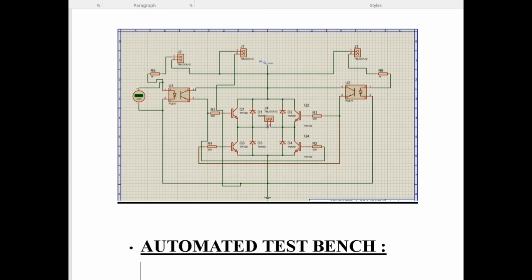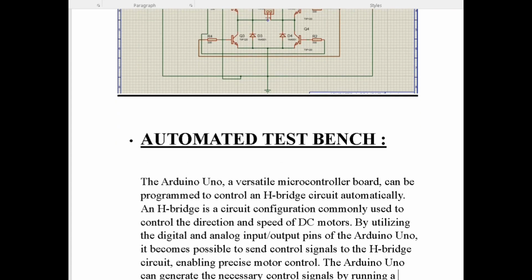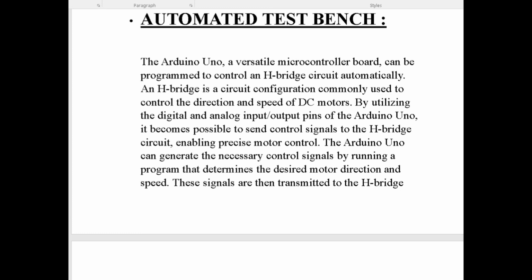Now, moving on to the automated test bench. What does automated test bench mean? Automated test bench means making a circuit by implementing some things that make it automatic. For example, the circuit shouldn't work manually. It should be automated. It should work on its own.